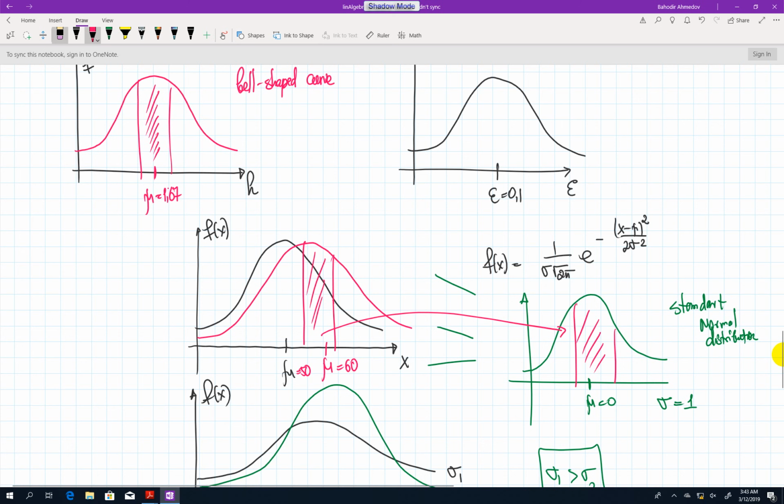Yes, we really have a table in the appendix of the book. We're going to use this table in order to calculate the probabilities, okay? Because calculating the probabilities by integrating in a continuous case is really difficult, okay? So we will do this next time.